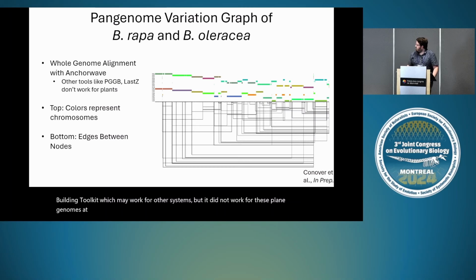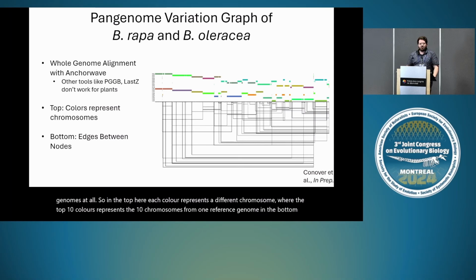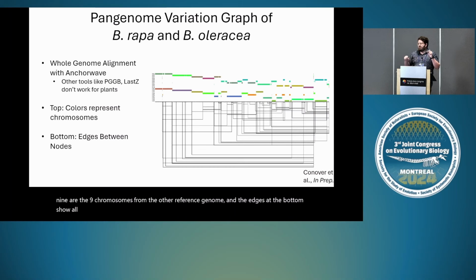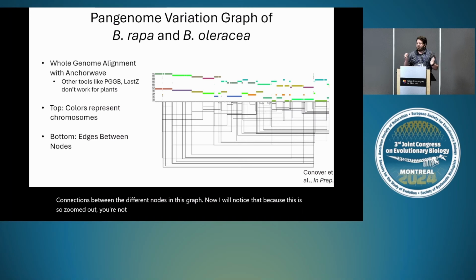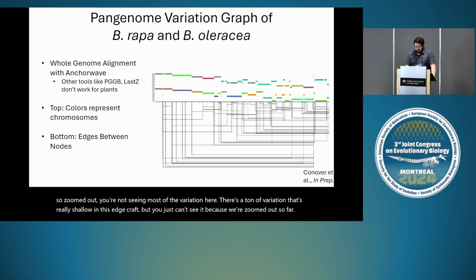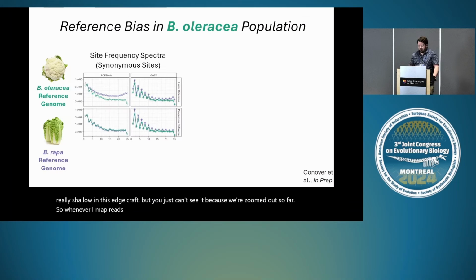So in the top here, each color represents a different chromosome, where the top 10 colors represent the 10 chromosomes from one reference genome, and the bottom 9 are the 9 chromosomes from the other reference genome. And the edges at the bottom show all of the connections between the different nodes in this graph. Now, you'll notice that because this is so zoomed out, you're not seeing most of the variation here. There's a ton of variation that's really shallow in this edge graph, but you just can't see it because we're zoomed out so far.